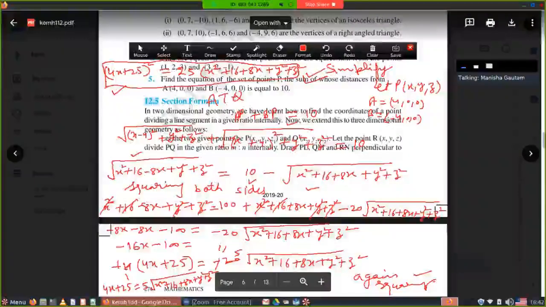And complete exercise 12.1 and 12.2. Read the theory of the chapter carefully so you can understand the concept of three-dimensional geometry.